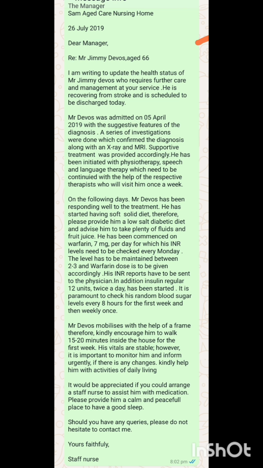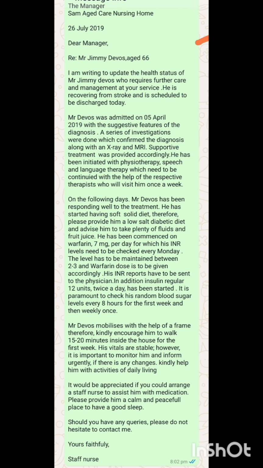In the second paragraph, we write the admission history. Mr. Davis was admitted on 05 April 2019 with suggestive features of the diagnosis. A series of investigations were done which confirmed the diagnosis, along with an X-ray and MRI. Supportive treatment was provided accordingly. He has been initiated on physiotherapy and speech and language therapy, which need to be continued with the help of the respective therapists who will visit him once a week.